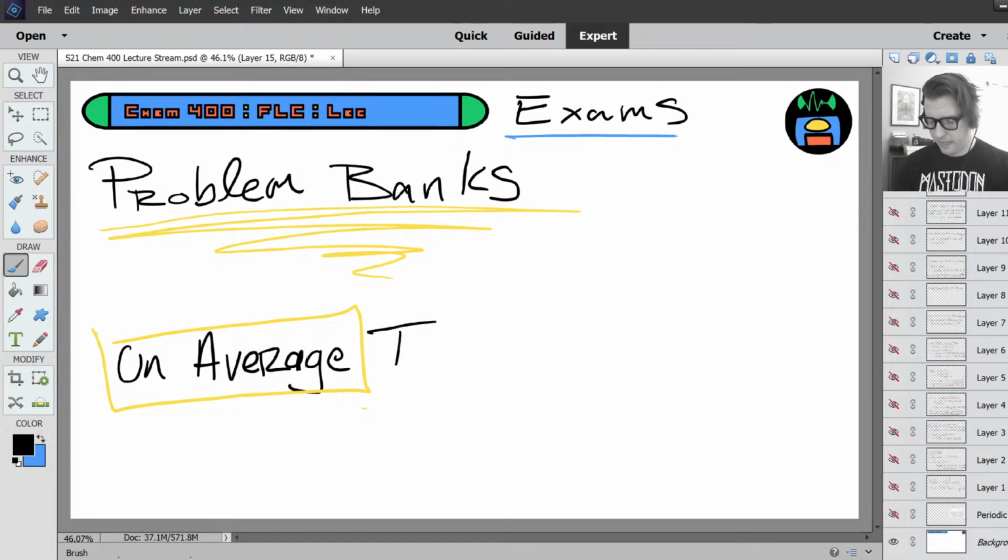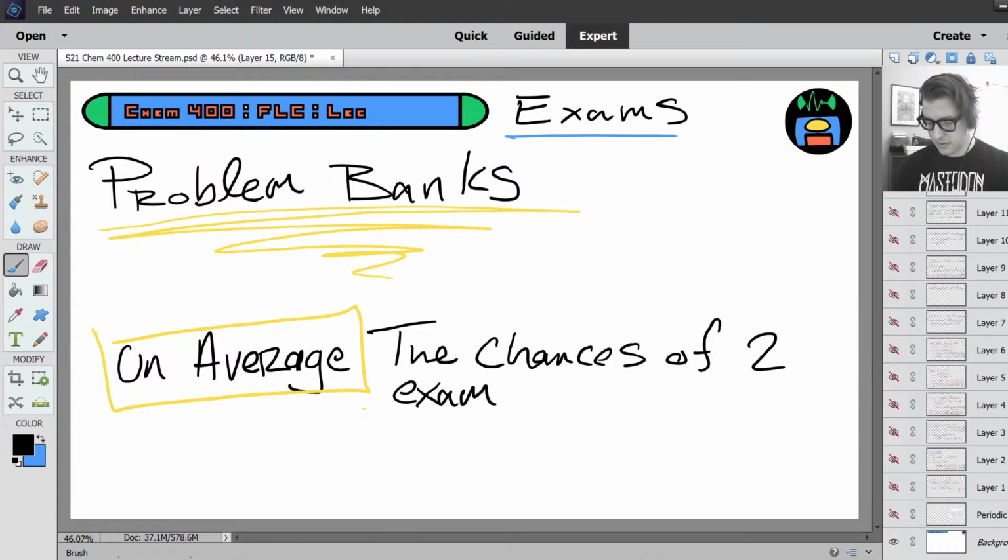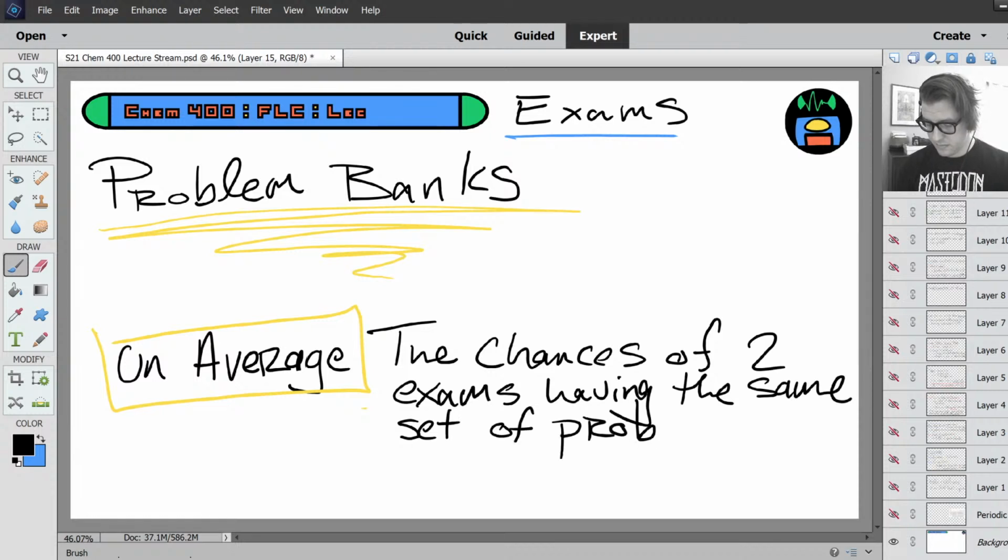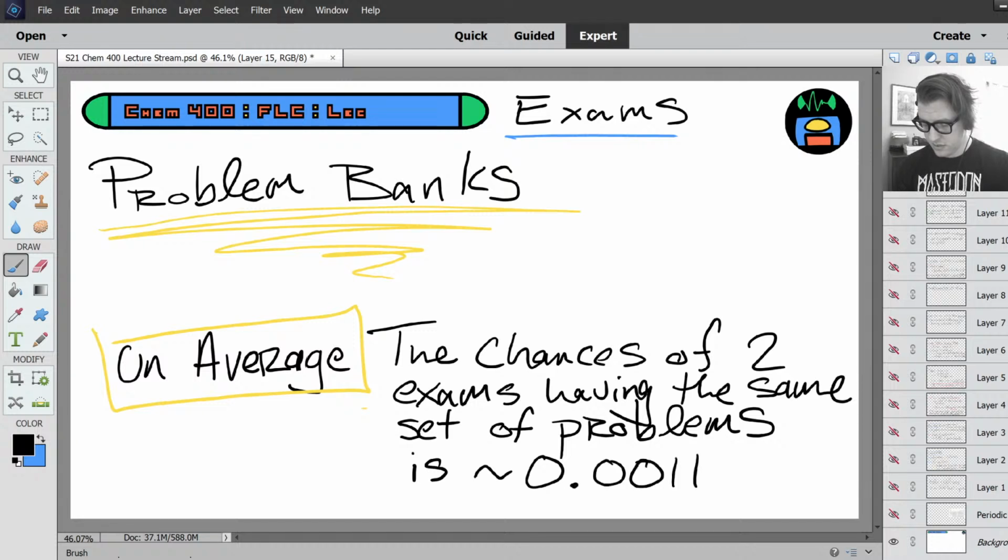On average, the chances of two exams having the same problems is, and it's different for each exam because some have larger banks, some have smaller banks, but it usually is around 0.0011%. So here's the thing, it's not going to avail you to ask your lab partner, your friend, what they got on what problem.